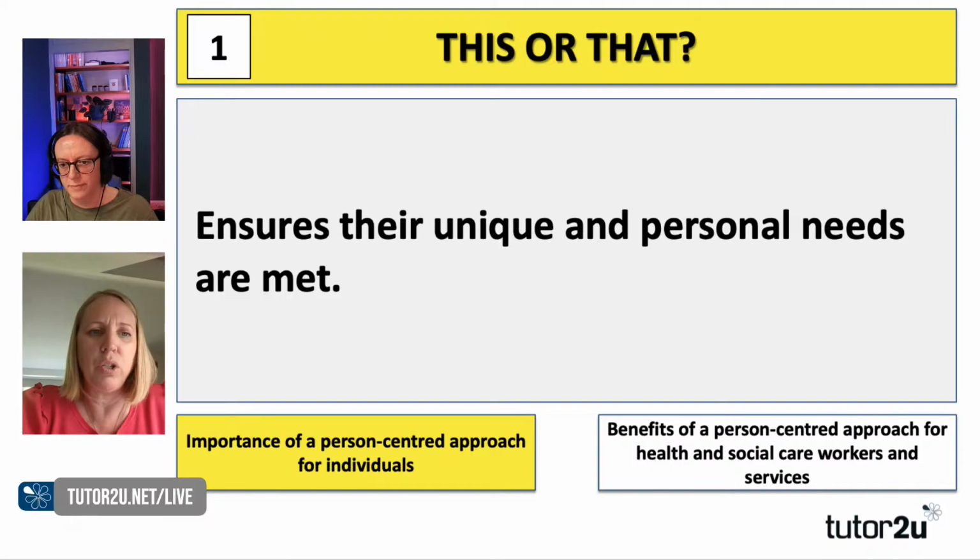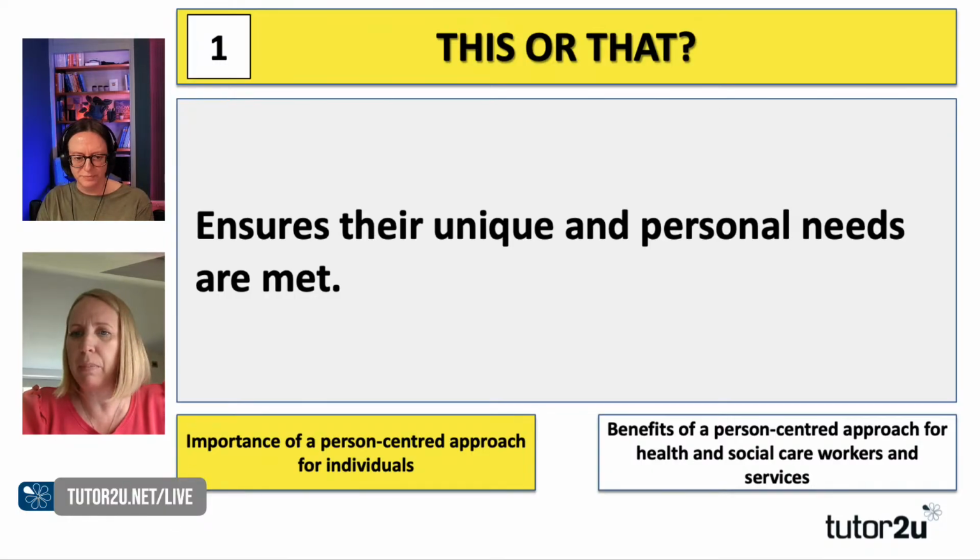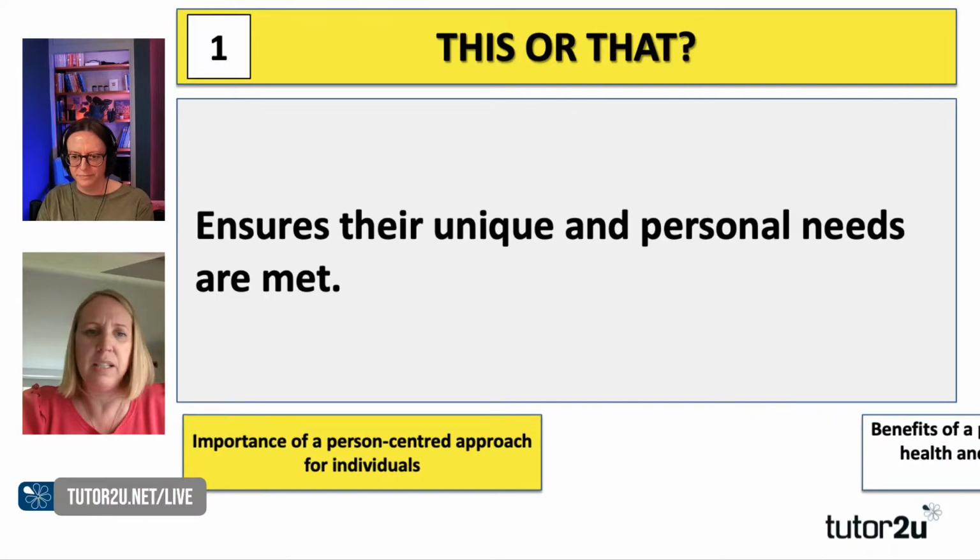So what do you think? Does ensure their unique and personal needs are met link to individuals or services? What do you think? Just have a little pop in the screen. Is it this or is it that? Yeah, let's go with individuals or services. Yeah, individuals or services. That's all you need to write. So does ensure their unique and personal needs are met link to the individuals or the services? I'm seeing quite a few people talk about individuals, not seeing much services coming up at all. So we see if they're correct.